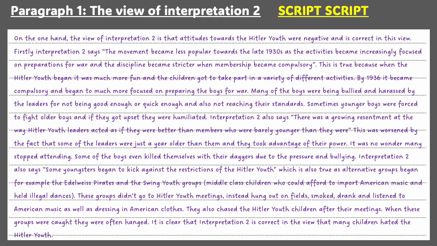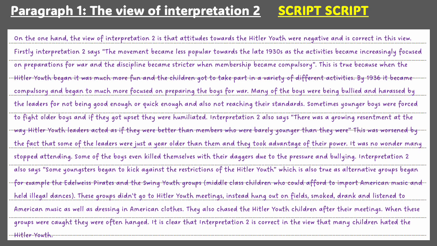Firstly, interpretation 2 says, and the quote, the movement became less popular towards the late 1930s as the activities became increasingly focused on preparations for war and the discipline became stricter when membership became compulsory. All right, so a long sentence there, but that's going to help fluff it out a little bit. I'm saying this is true because when the Hitler Youth began, it was much more fun and the children got to take part in a variety of different activities. By 1936, when it became compulsory, it began to be much more focused on preparing the boys for war.